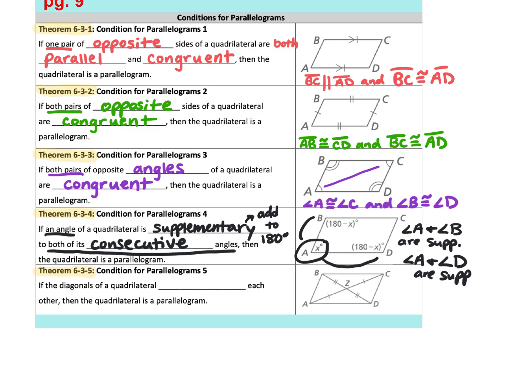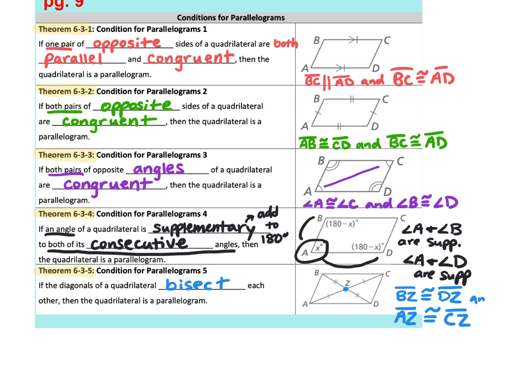The final condition that can be used to prove that a quadrilateral is a parallelogram is if the diagonals of a quadrilateral bisect each other, then the quadrilateral is a parallelogram. Bisect means they're divided into equal parts. So notice that my 2 diagonals intersect at point Z. What this is saying is that diagonal BD is bisected. Notice that BZ is congruent to DZ. And also notice that AZ is congruent to CZ.